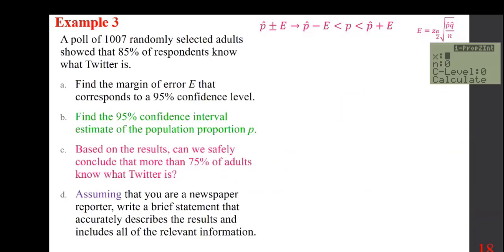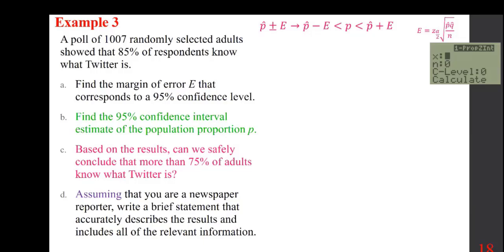A poll of 1,007 randomly selected adults shows that 85% of respondents know what Twitter is. A, find the margin of error E that corresponds to a 95% confidence level. B, find the 95% confidence interval estimate of the population proportion P. C, based on the results, can we safely conclude that more than 75% of adults know what Twitter is? D, assuming that you are a newspaper reporter, write a brief statement that accurately describes the results and includes all of the relevant information. Normally, we are interested in part B.